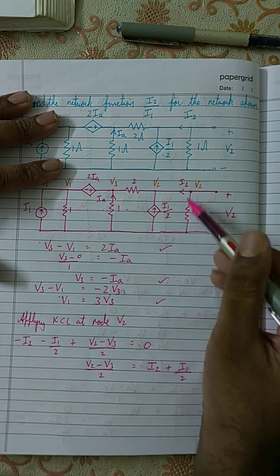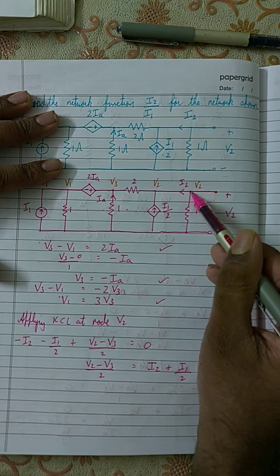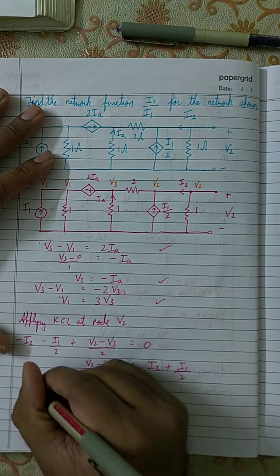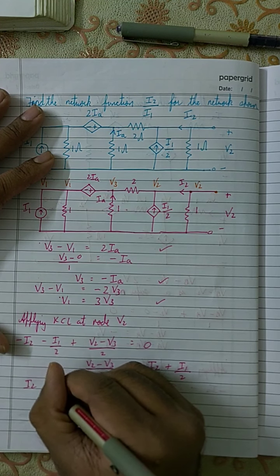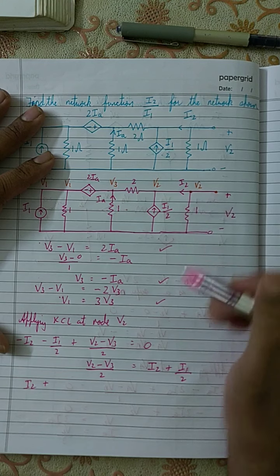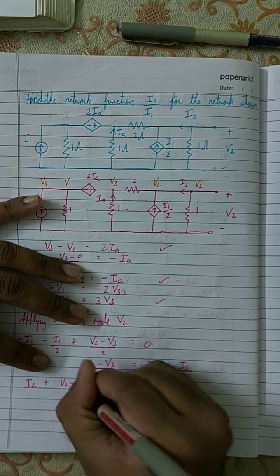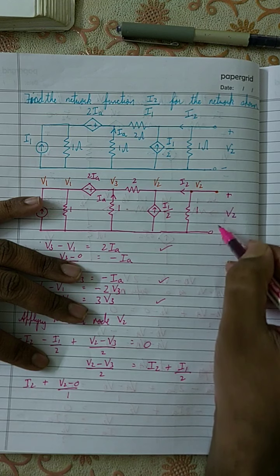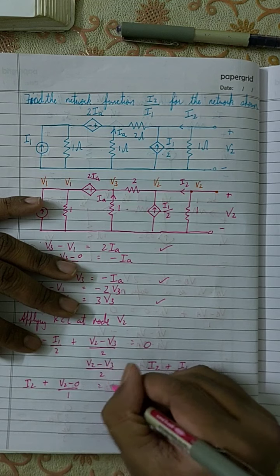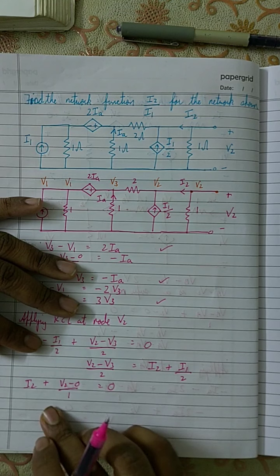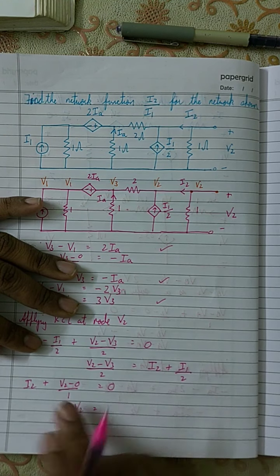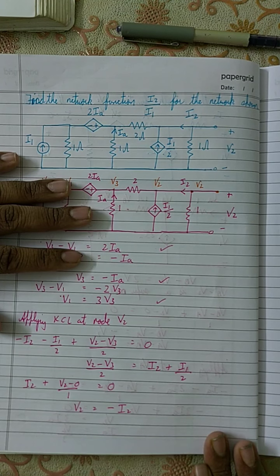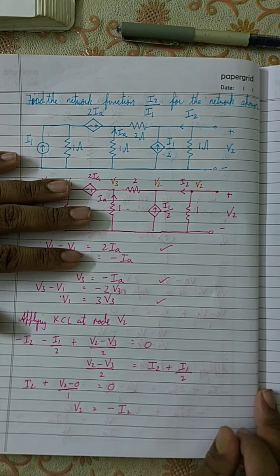If I want to apply KCL over here, the equation will be: I2 is outgoing, so it is I2 plus the current through this branch, (V2 minus 0) by 1. And there is no current through this branch because this is open. So this is equal to 0. You got that equation also. V2 is equal to minus I2. We can substitute that equation over here if I want to.